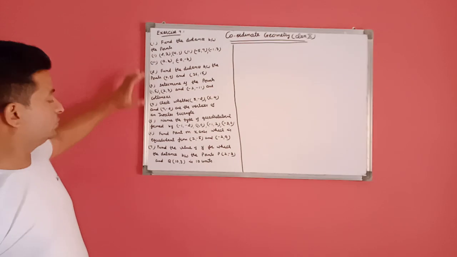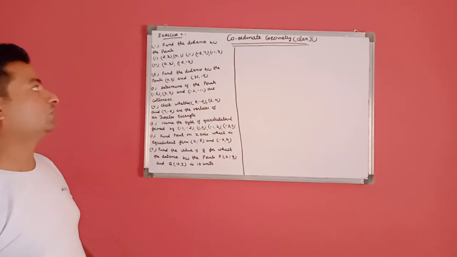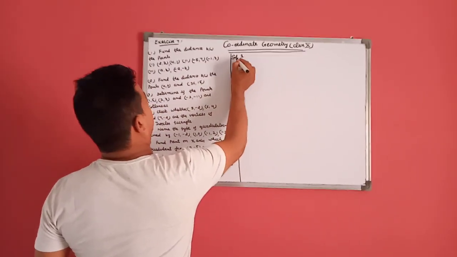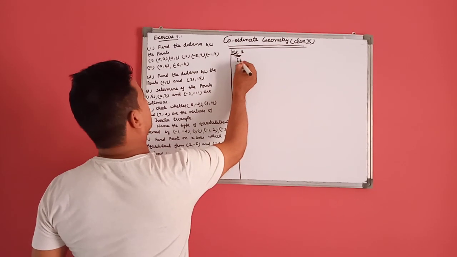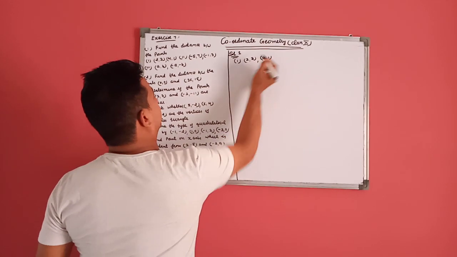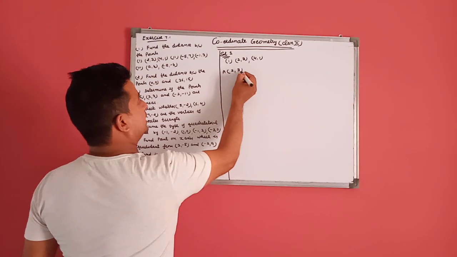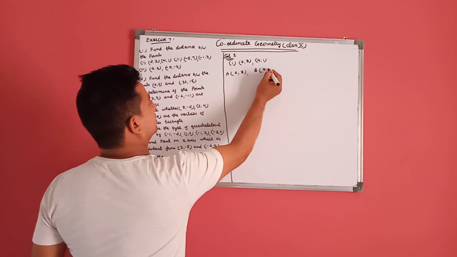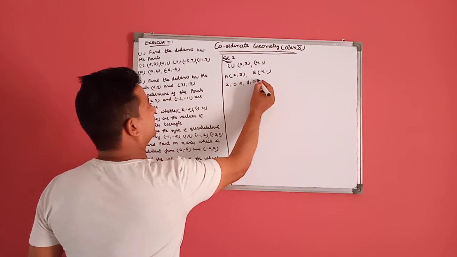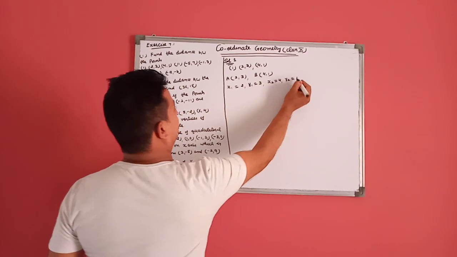So there are 7 questions of exercise 7.1 relating to this distance formula. Question number first is, find the distance between the 2 points. It has 3 parts, the first is (2, 3), (4, 1). For the solution, we take the first point as A, second as B. This means x1 is 2, y1 is 3, x2 is 4, y2 is 1.